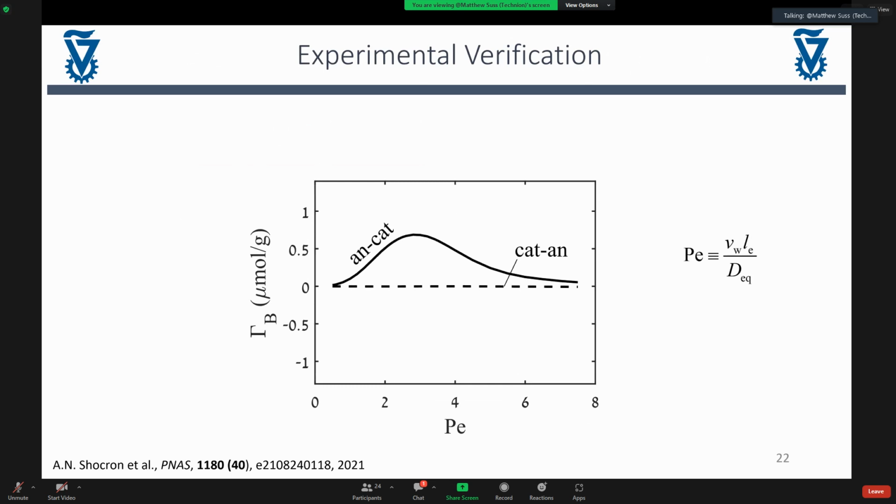What did the experiments show? If we plot electrosorption of boron on the y-axis versus Peclet number, which is a measure of how fast we're flowing.